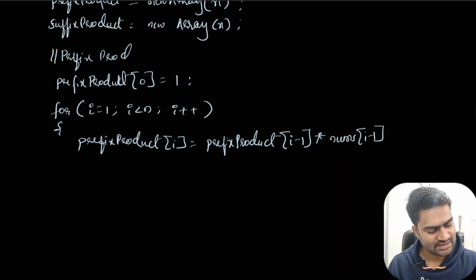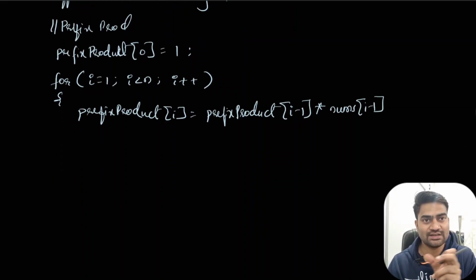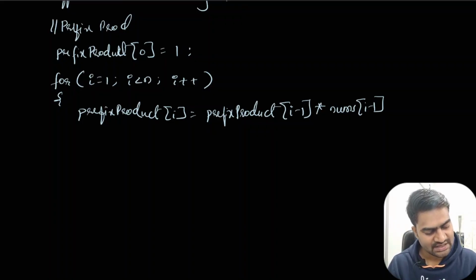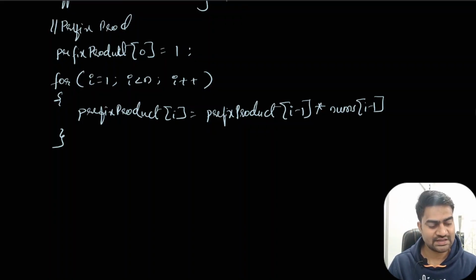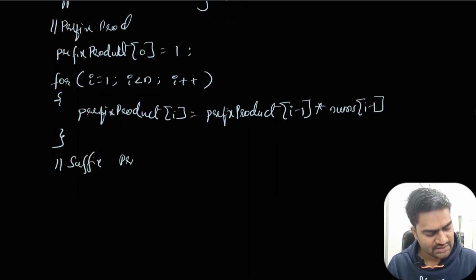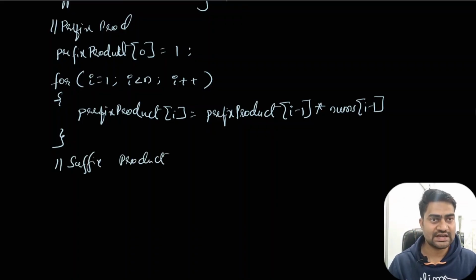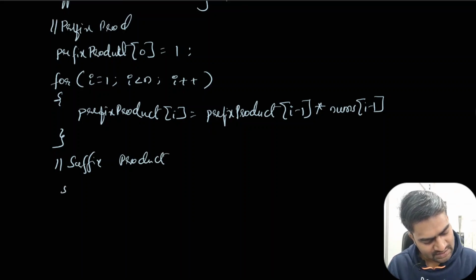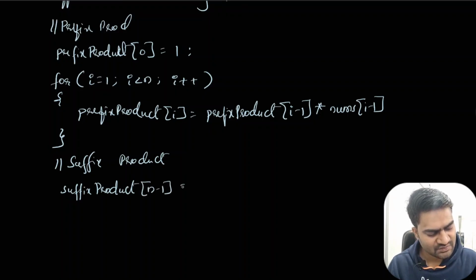Correct, right? So that's what we did. We took the previous number and its prefix product and then we multiplied. So this will give us the prefix product. Okay, now in the same way, we will also need to find the suffix product. So we will start from the right. So our suffix product of n minus 1 will be 1.